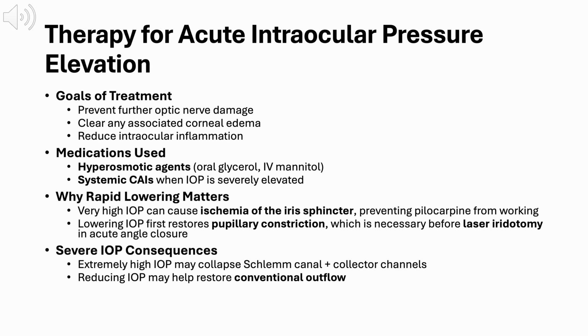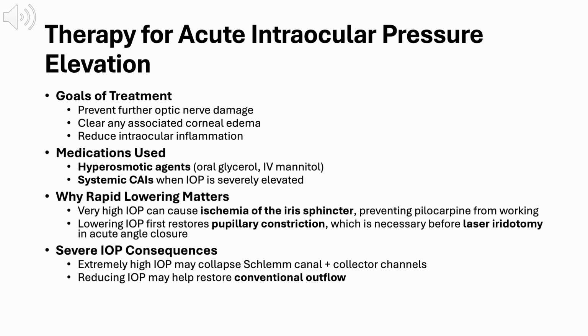When intraocular pressure spikes acutely, the primary goal is to prevent irreversible optic nerve damage. Alongside that, treatment should aim to clear corneal edema to restore visualization of intraocular structures and reduce intraocular inflammation. To achieve this quickly, we rely on hyperosmotic agents, either oral glycerol or intravenous mannitol, to create an osmotic gradient that draws fluid out of the vitreous, rapidly lowering pressure.